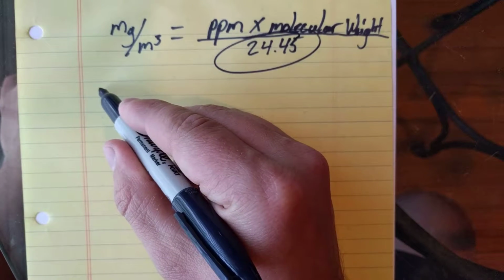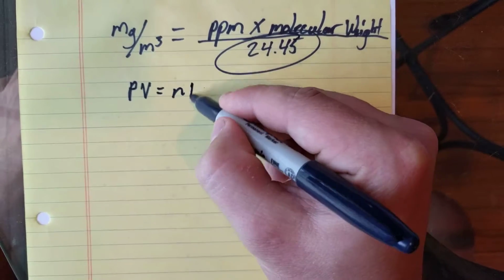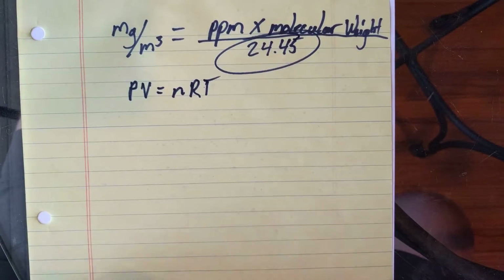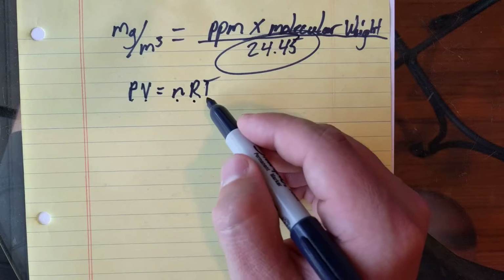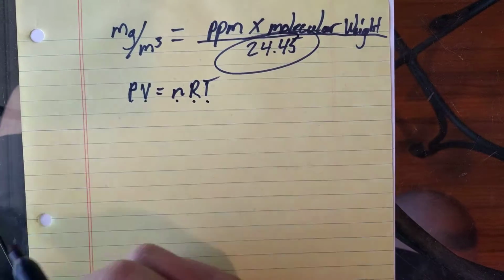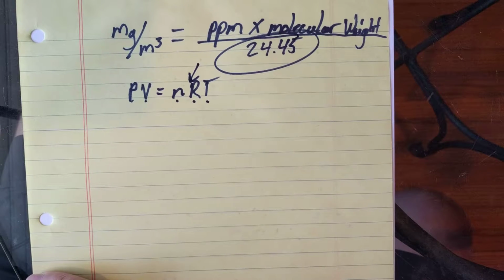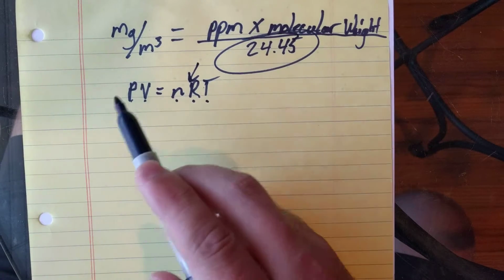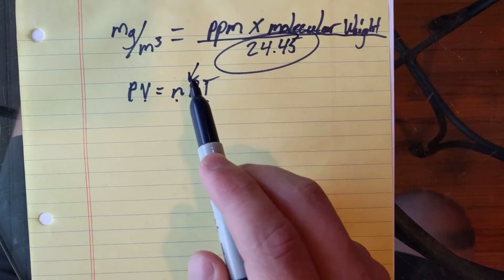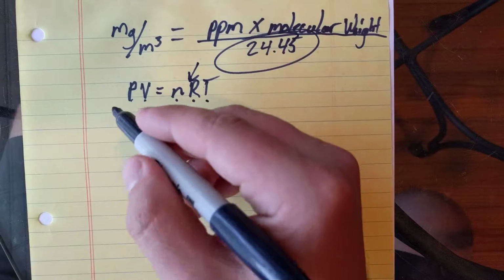So this number is from the PV equals nRT equation, okay? Pressure times volume is equal to the moles times the gas constant times the temperature, okay? Whenever we use this, it all depends on the R that we use. So whatever the units are of pressure, volume, and temperature that we're looking at, we need to make sure that our R is the correct constant for those units. Okay.